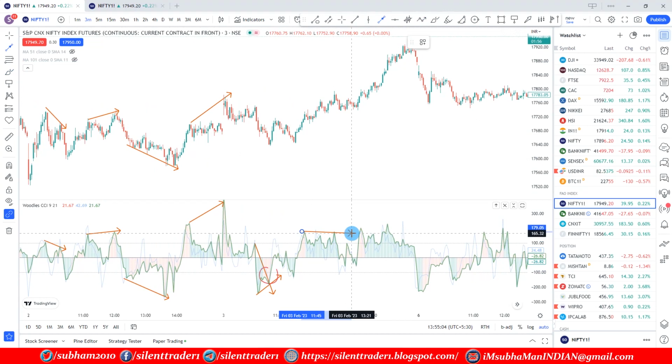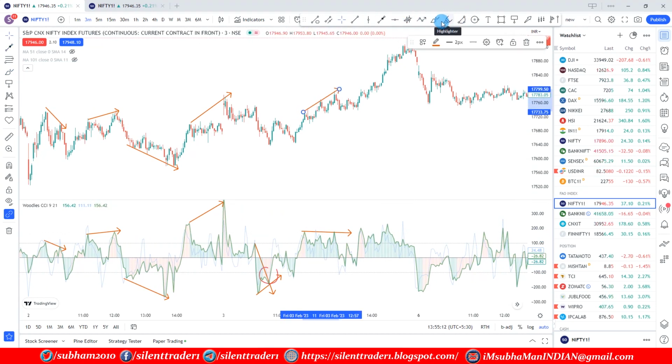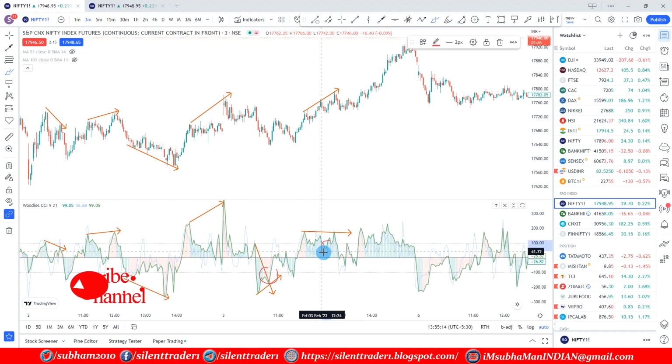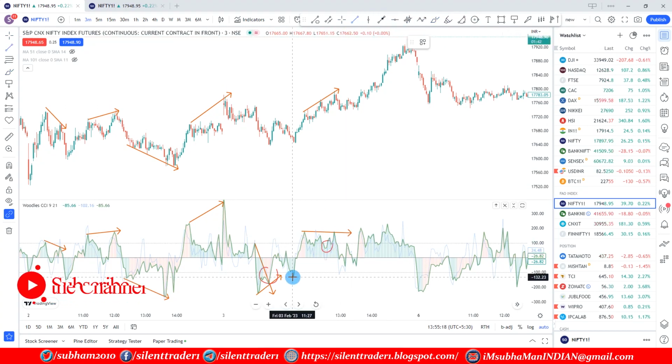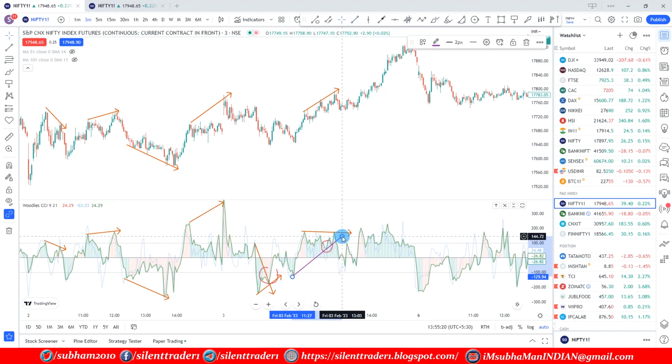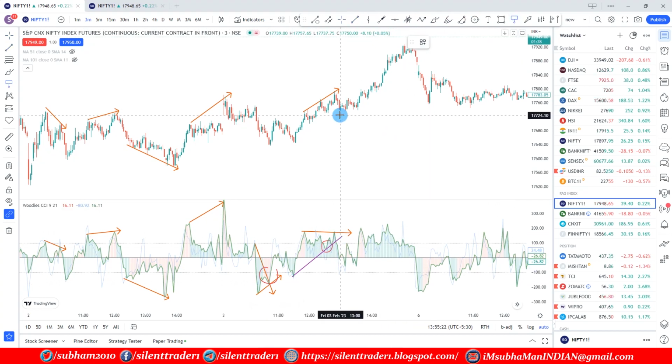Next one, CCI negative trend, price positive trend. But the middle hook is not perfect, the CCI showing most noise, so it will be risky. Sell sign at 17767 and low made 17737 area, which means 20 points above.